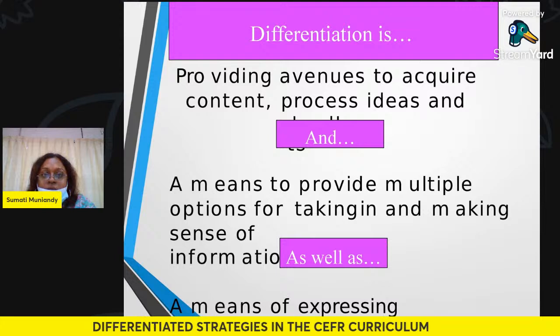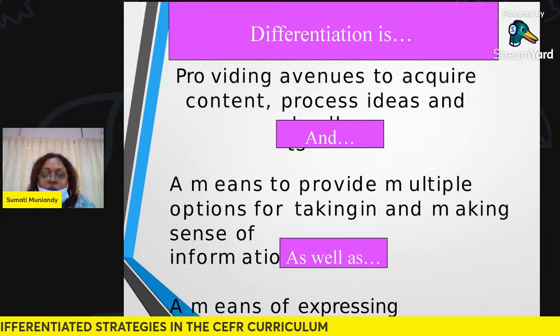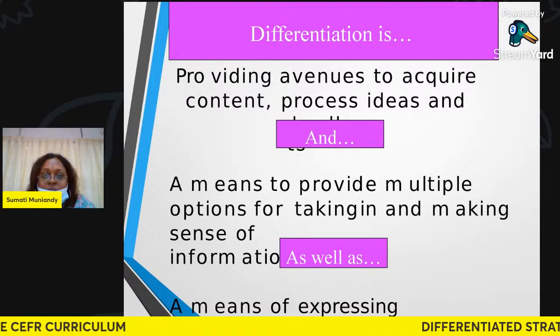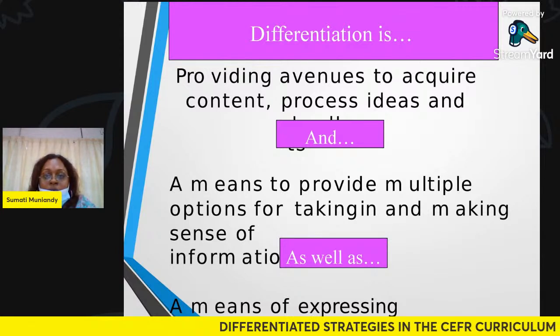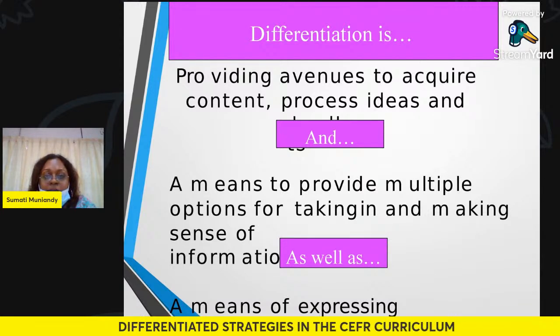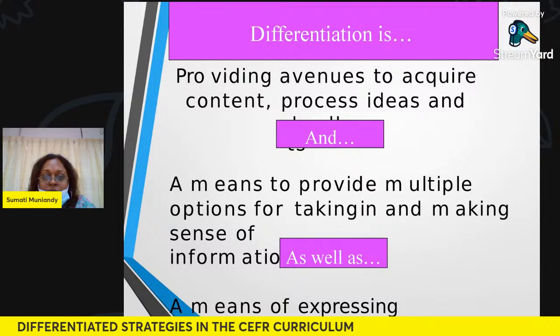Differentiation is providing avenues to acquire content and process ideas. It is a means to provide multiple options of taking in and making sense of information. These are the things.